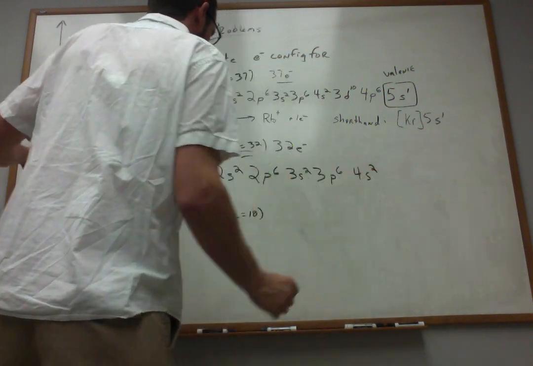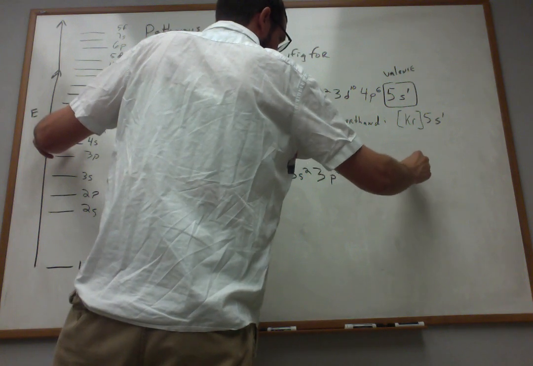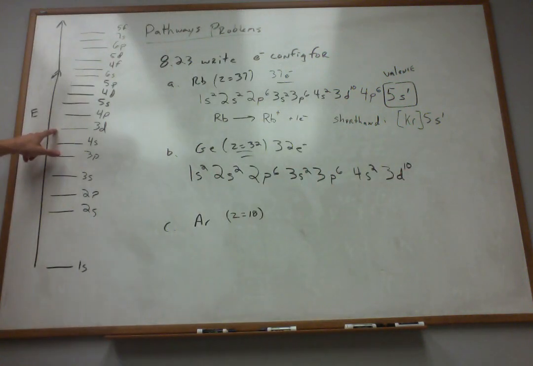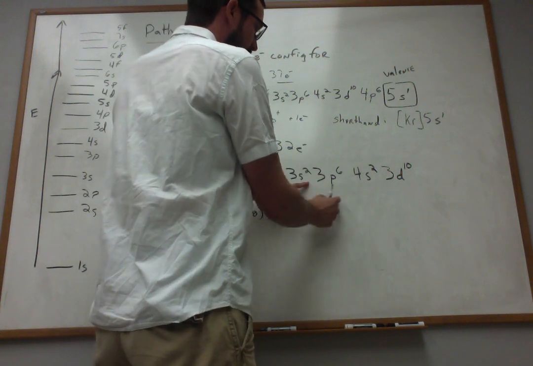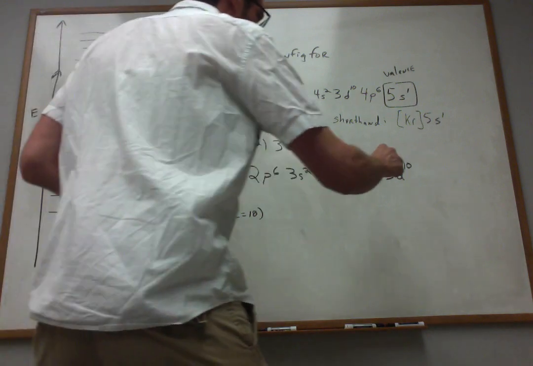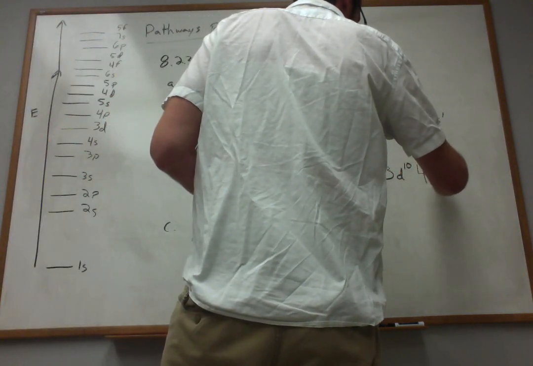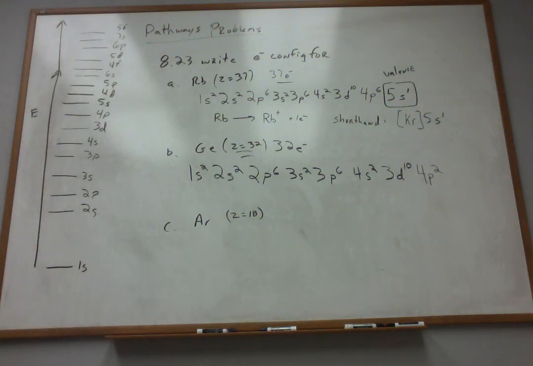4s can hold 2. After that's my 3d. 3d can hold 10. So I think I might be getting closer to 32. Let's see, I've got 4 electrons used. Here's 10. This is what, 20, 30? So it looks like I'm at 30 electrons used right now. I'm too short. I need 2 more. So what comes after my 3d? My 4p. Now p can hold 6, but I've only got 2 left. And consequently, I write 4p2 to finish off my electron configuration.